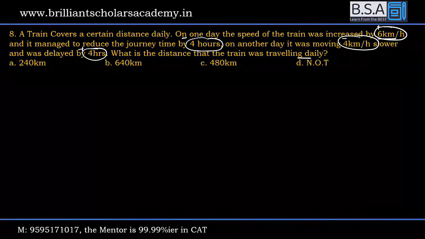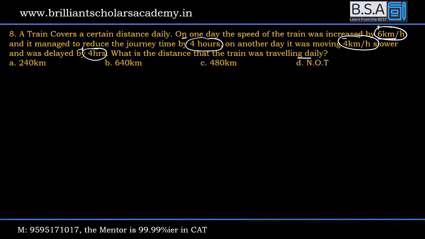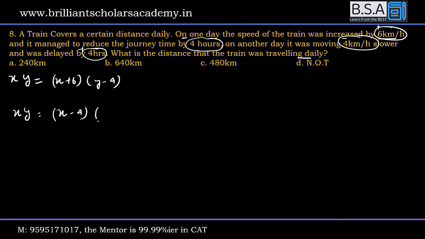Let me try to derive that formula for you. See, again, I'll give you the crux at the end. I'm saying the normal speed is x, normal time is y. Today, the speed is increased by 6, and because of that, time is decreased by 4. Again, normal speed is x, normal time is y. Speed is decreased by 4, and the time is increased by 4.